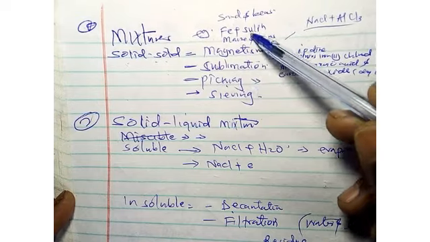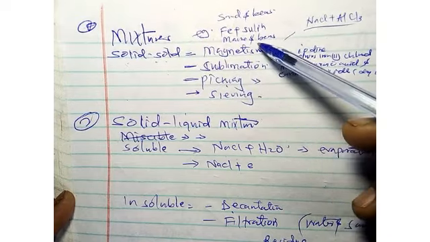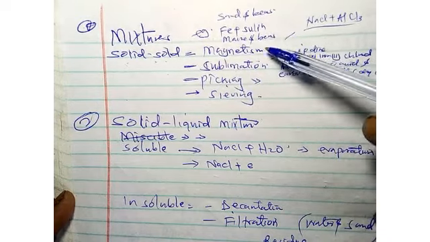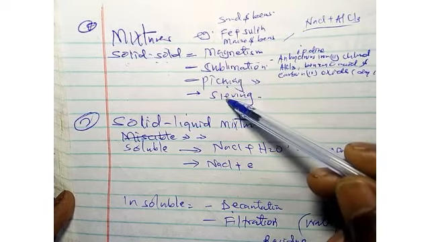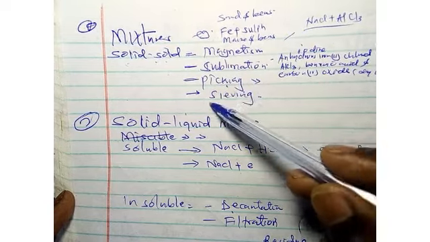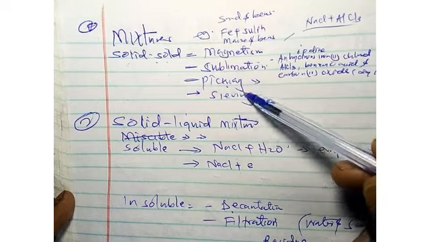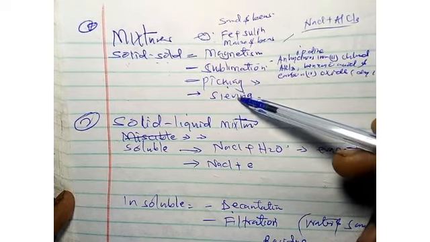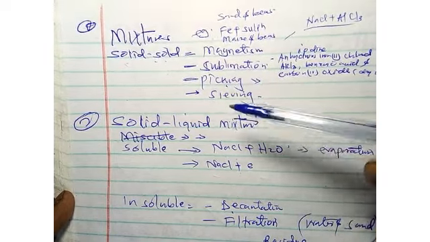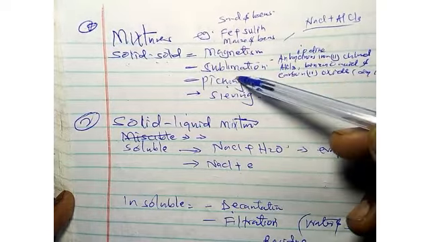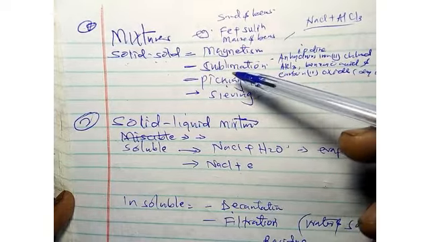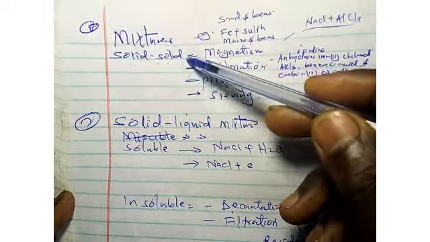Maize and beans, we can use picking. We can pick the maize and leave the beans. We have sieving. We sieve our maize when we go to the posho mill. So that's a type of separation. And then finally we have sublimation. Sublimation is used to separate a solid mixture.